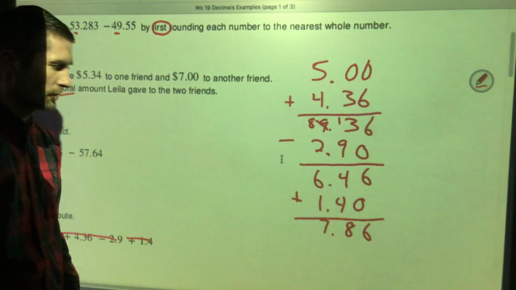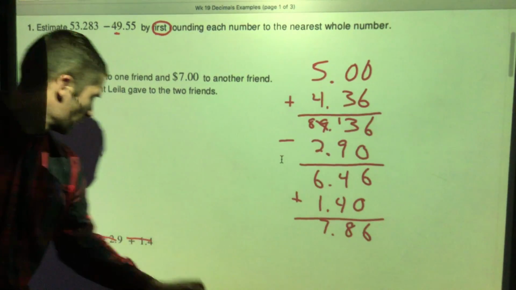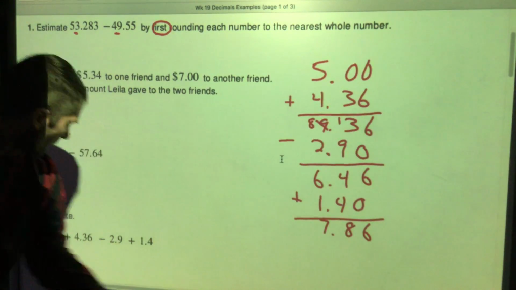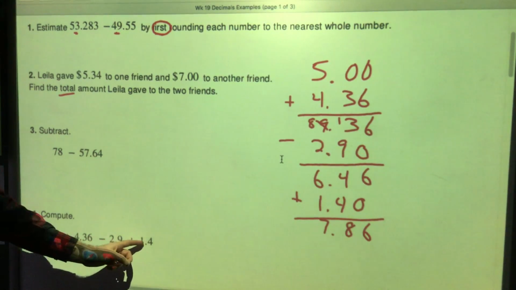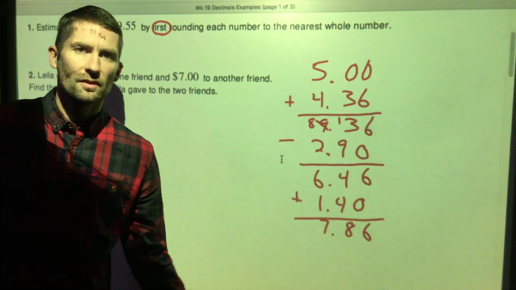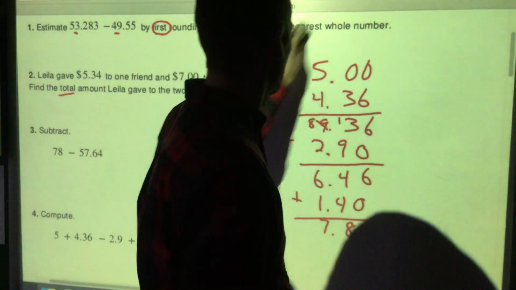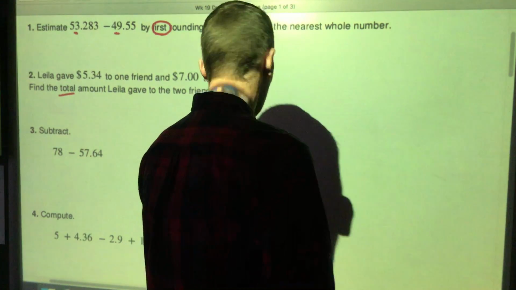7 and 86 hundredths. Let's go back and check to make sure that's reasonable. 5 plus 4 is 9, minus 3 is 6, plus 1 is 7. That's pretty close to 7. All right, that's 1 through 4 in your homework.